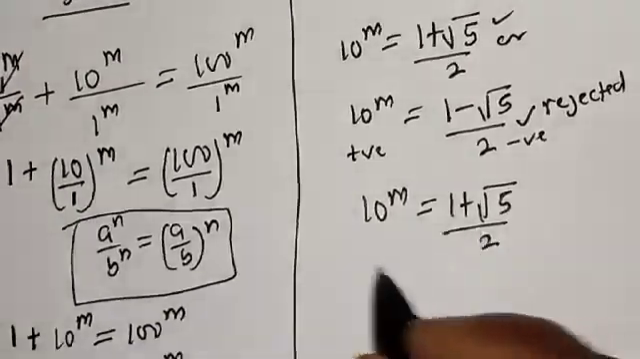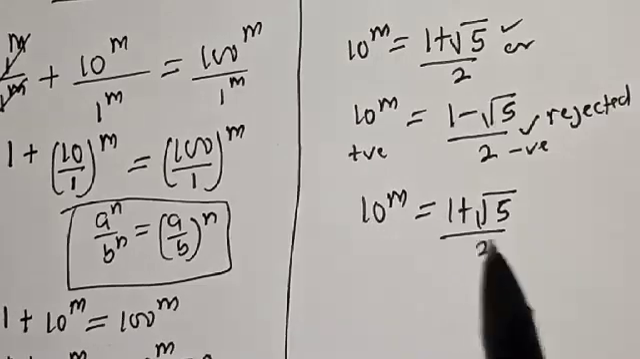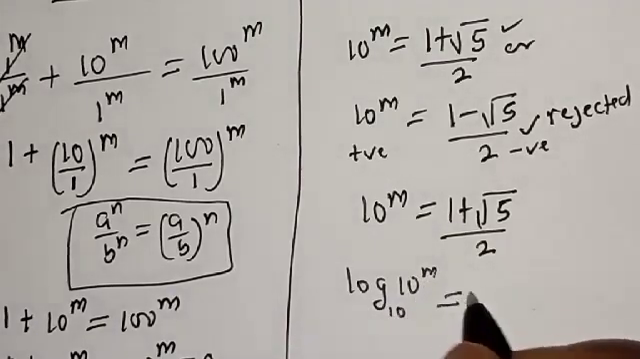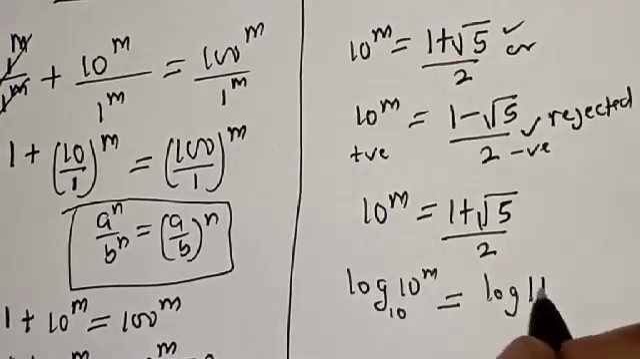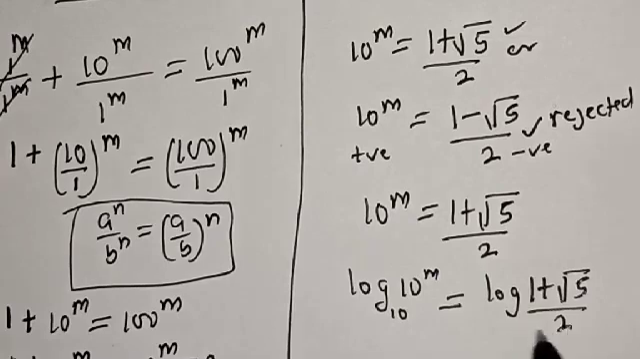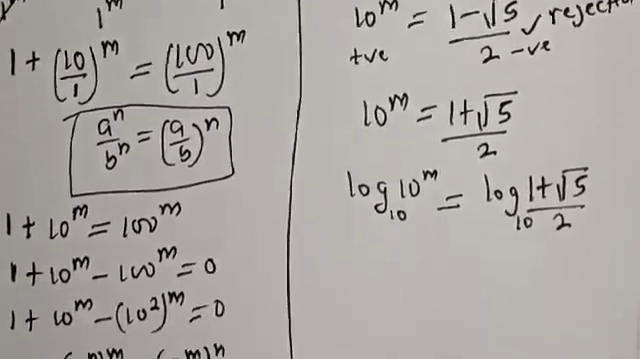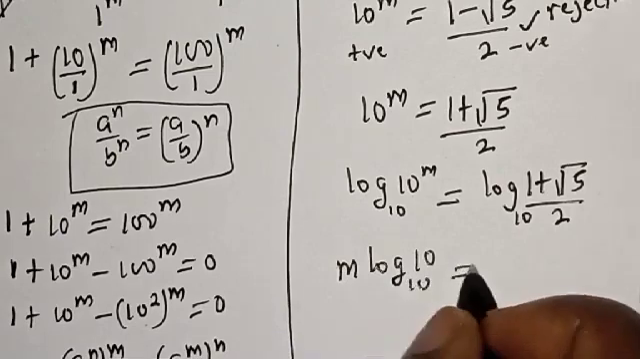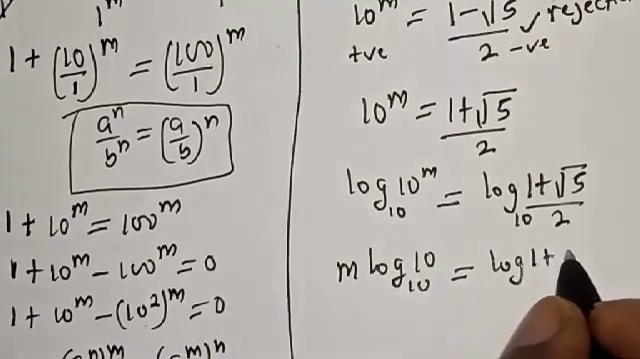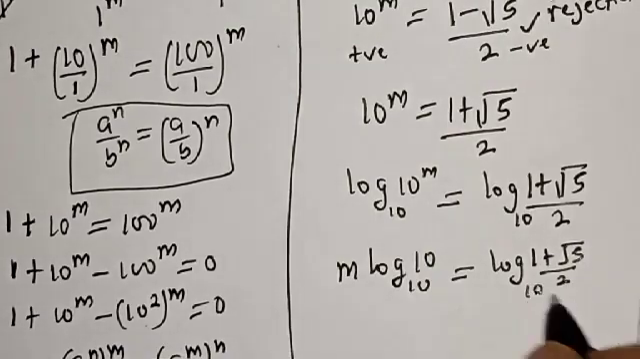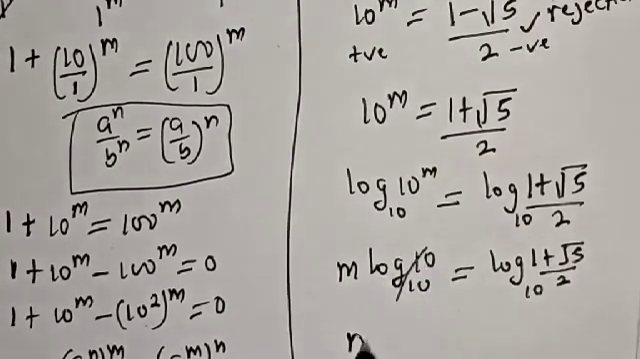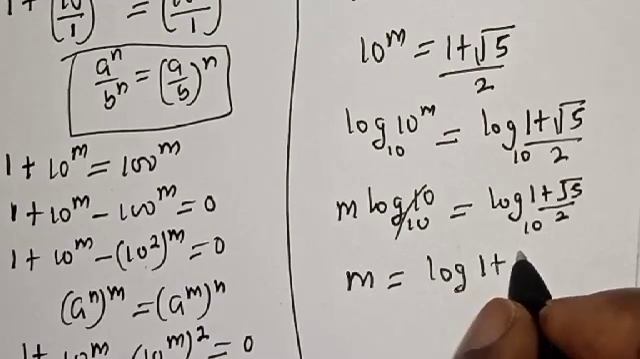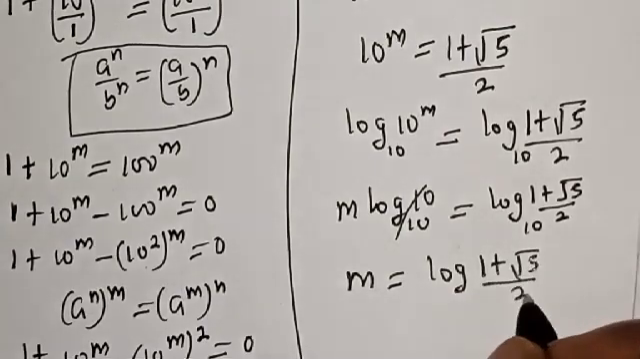We have 10 raised to the power m is equal to 1 plus root 5 over 2 as the only real solution. Let's take the log of both sides and make everything base 10. That is log 10 raised to the power m base 10 will be equal to log of 1 plus root 5 over 2 base 10. Then this is m log 10 base 10 is equal to log 1 plus root 5 over 2 base 10. Then log 10 base 10 is 1. M will be equal to log 1 plus root 5 over 2, let's say base 10.